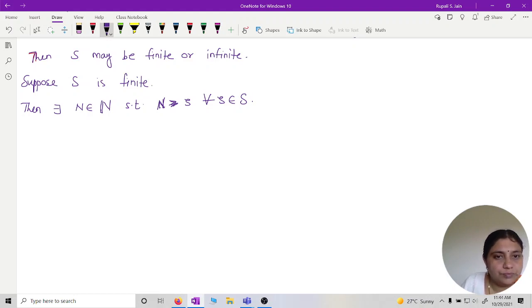Now let small n1 belong to the natural numbers such that n1 is strictly greater than N. Then what can I say about n1? Whether it belongs to S or does not belong to S? It does not belong to S. Then n1 does not belong to this set S. Therefore, what can I say about xn1 and xn?